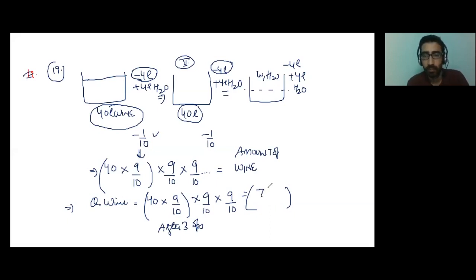So this happens to be 729/25, I guess that's what it's going to be. 9 cube is 729, 40 by 1000 is 25. You can calculate, it's not very difficult to calculate. Is this clear, guys? Is this clear?